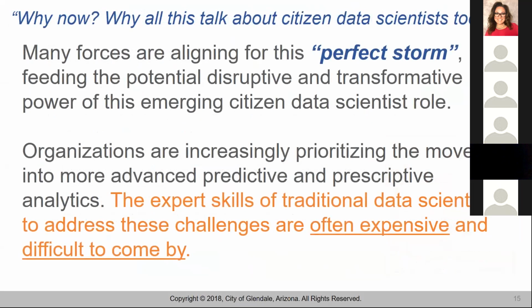So why now? Why is all of this happening now? Well, we've reached a perfect storm. It's become very disruptive and transformative in regards to the role of the citizen data scientist. And more organizations are, again, doing more advanced predictive and prescriptive analytics. And like I said before, the expert skills of traditional data scientists to address these challenges are often very expensive, very difficult to come by.